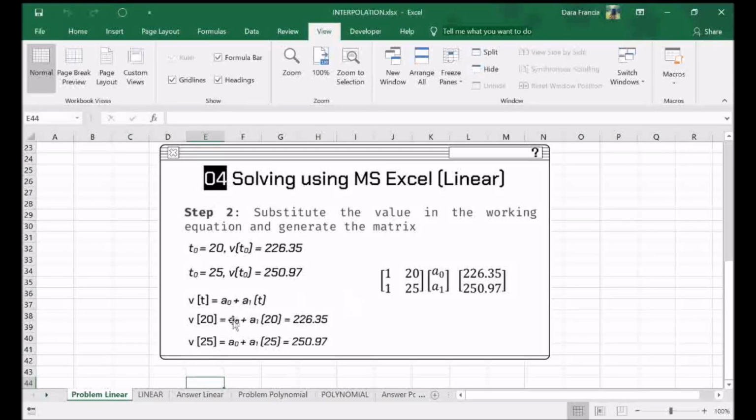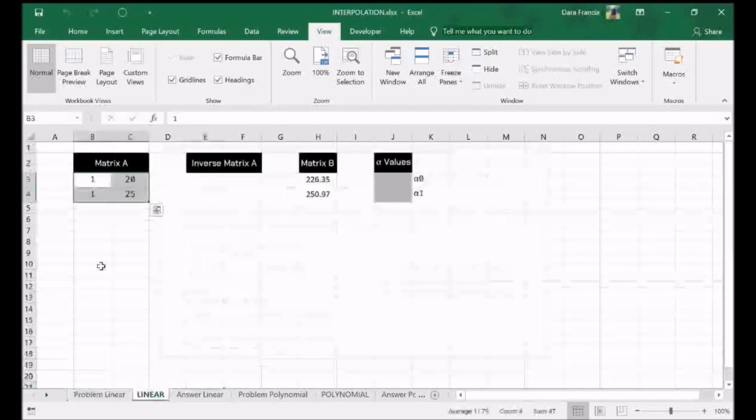We will convert it into a matrix by writing the values of t for matrix A. As you can see, A0 is 1, the next A1 is 20, A0 is 1 again, and then A1 is 25. Another matrix is for our equivalent values, which are 226.35 and 250.97. Let's call the first matrix, matrix A, and this second matrix, matrix B. The values of A0 and A1 are what we will solve for today.